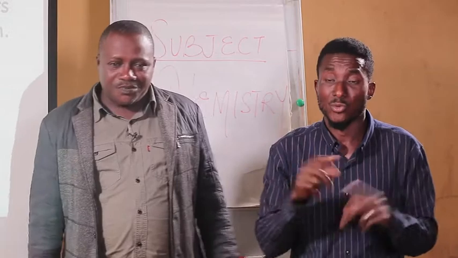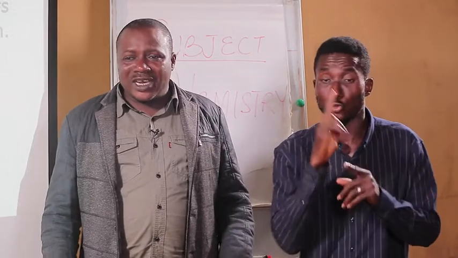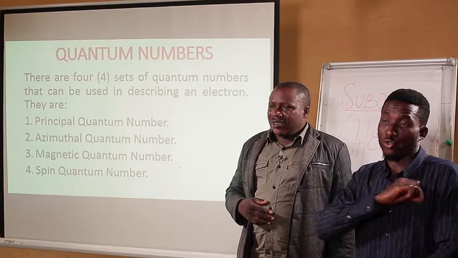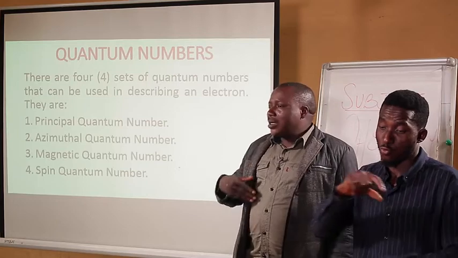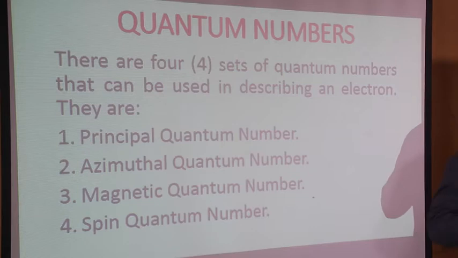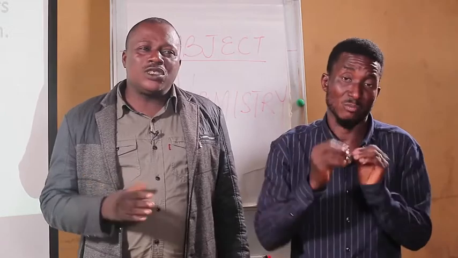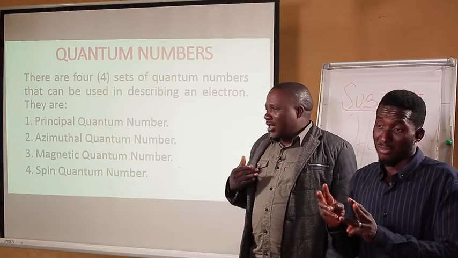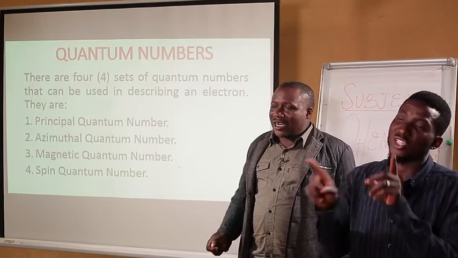Whenever we have an electron in chemistry, we have something that we use in describing this electron in an orbital. We make use of what we call quantum numbers. These quantum numbers are 4. We have the principal quantum number, the azimuthal quantum number, the magnetic quantum number, and the spin quantum number. It's just like you want to describe me. There are features that you can use in describing me as a person. So it is with an electron. If you want to describe an electron, you make use of these 4 quantum numbers.